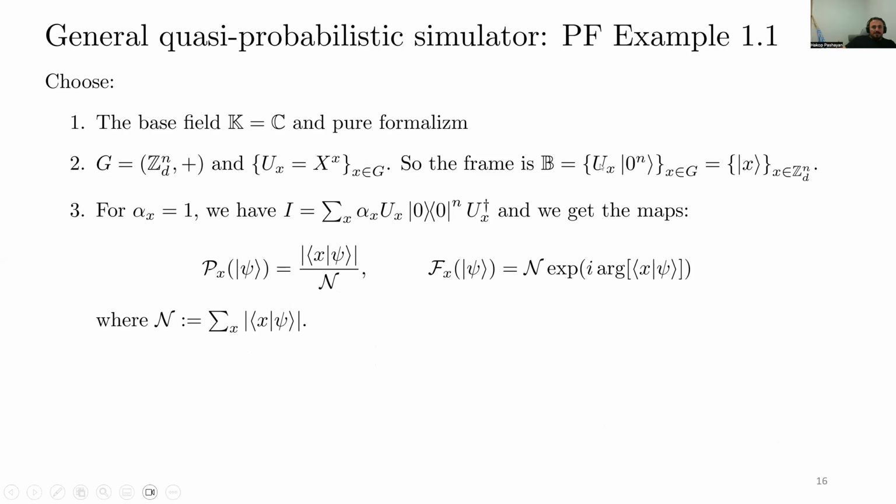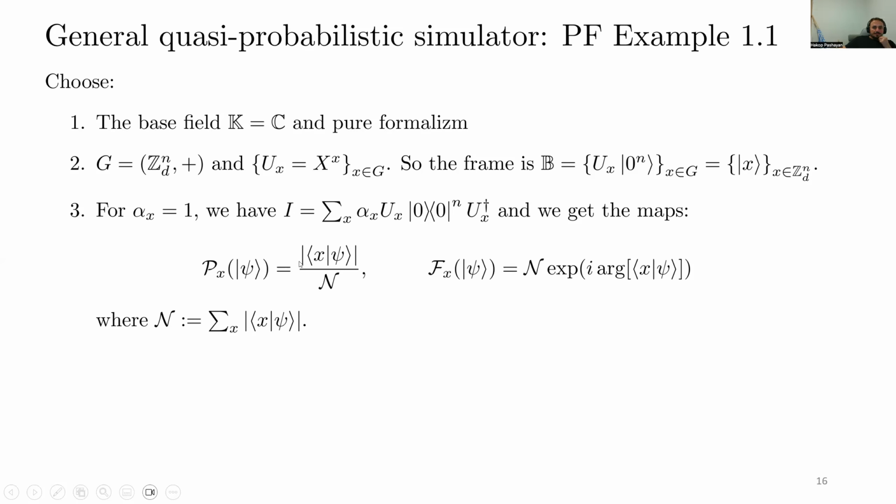And so the frame is just going to be these guys acting on the zero. So it's just going to give you all computational basis states for n qubits. Then we just set alpha to 1 here. And of course, this sum is just going to be a sum over all computational basis states, and it is the identity.